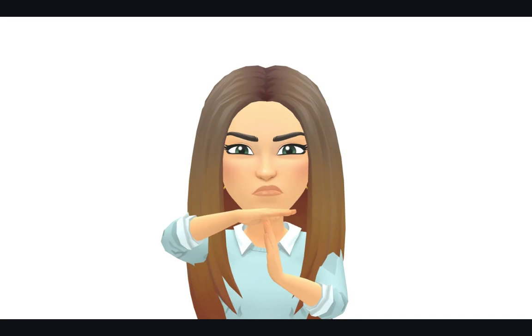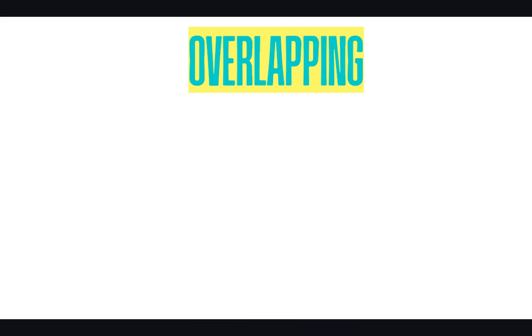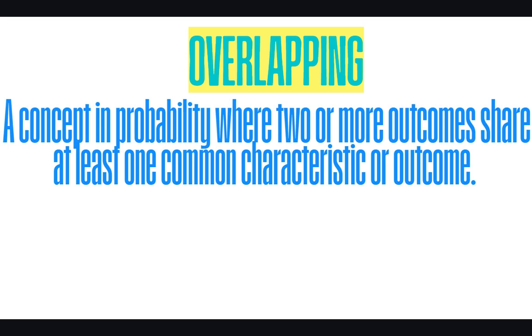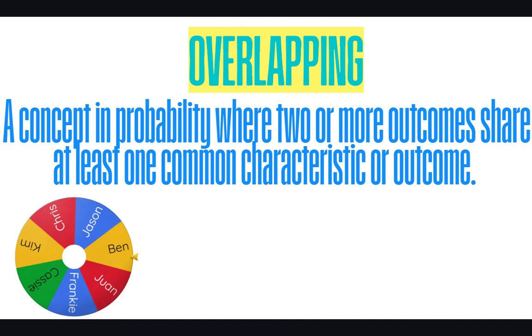The probability of the wheel landing on someone with an A or E in their name is actually an example of overlapping events, not mutually exclusive events. An overlapping event is a concept in probability where 2 or more outcomes share at least one common characteristic or outcome. Unlike mutually exclusive events, these events can happen simultaneously. This particular example with the wheel is overlapping because the wheel can land on someone with an A and E in their name at the same time. In other words, there are people on the wheel who have both A and E in their name.